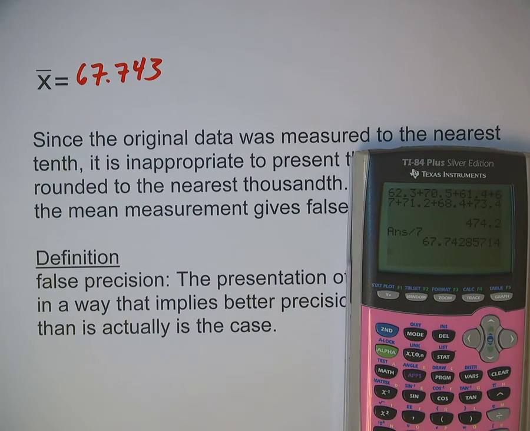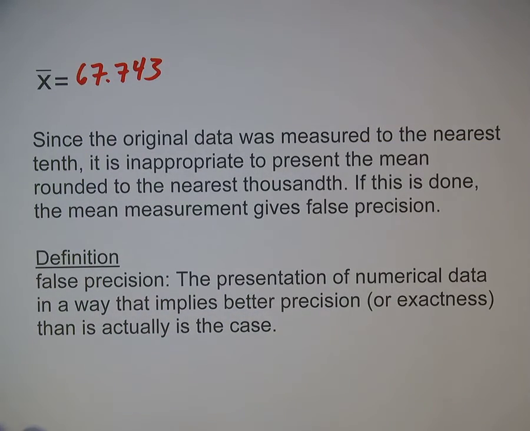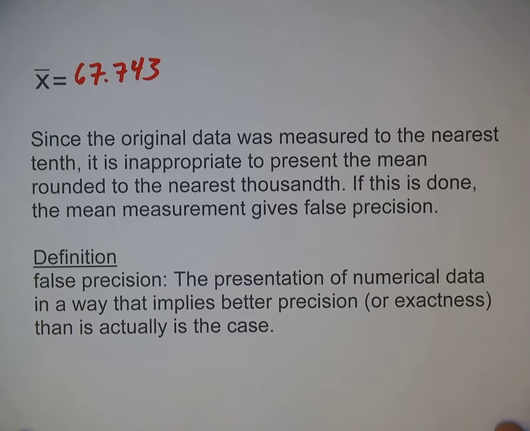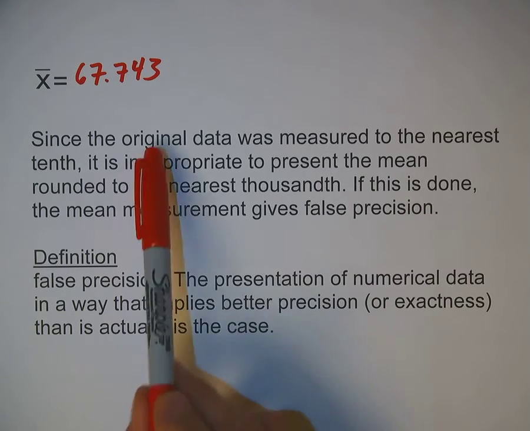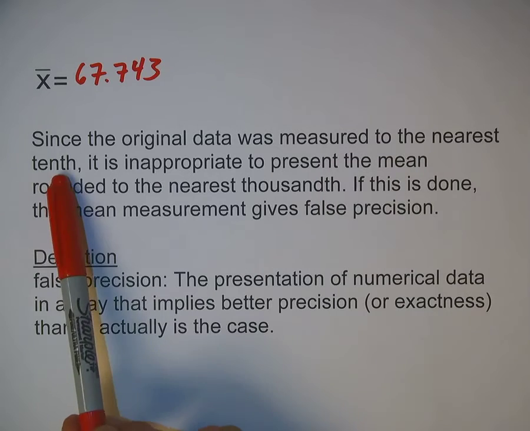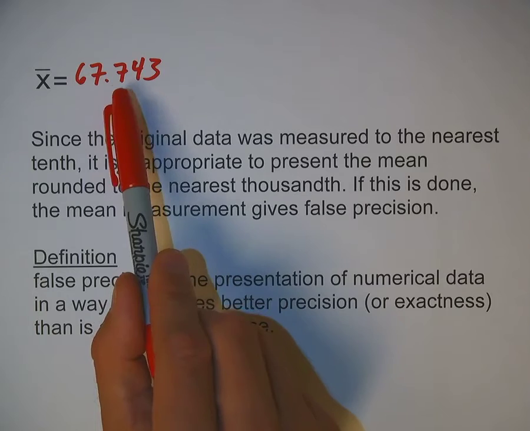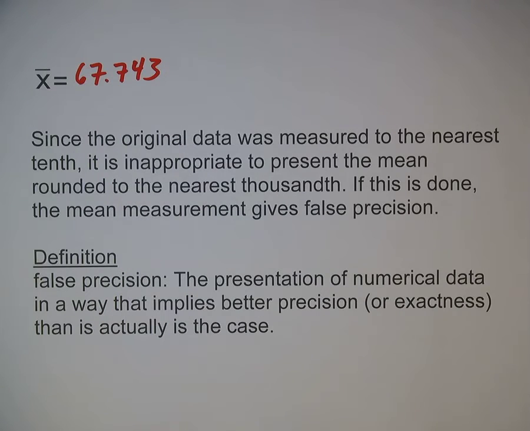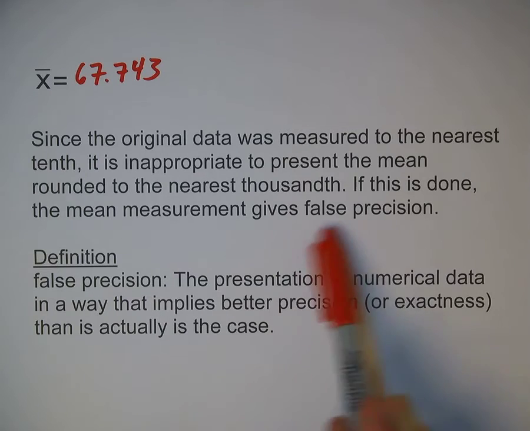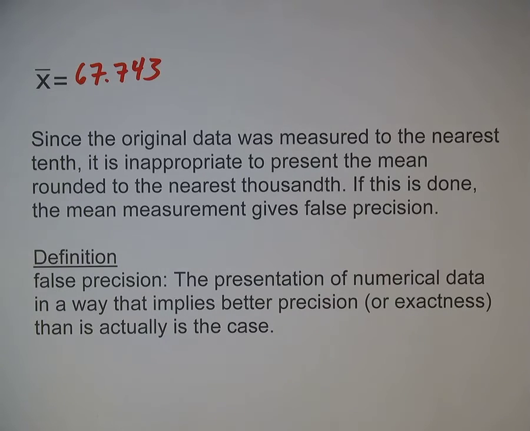If I reported it that way, there's going to be a little bit of an issue with the way I reported that. Since the original data was measured to the nearest tenth, all of those values were point something, it is inappropriate to present the mean rounded to the nearest thousandth, like I did here: tenths, hundredths, thousandths. If this is done, the mean measurement gives false precision. False precision is the presentation of numerical data in a way that implies better precision or exactness than actually is the case.